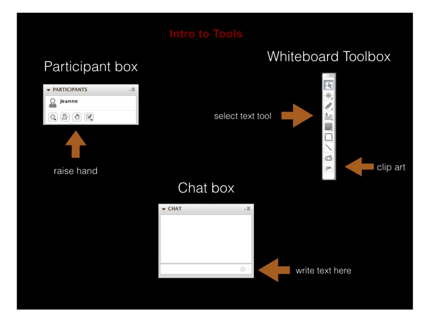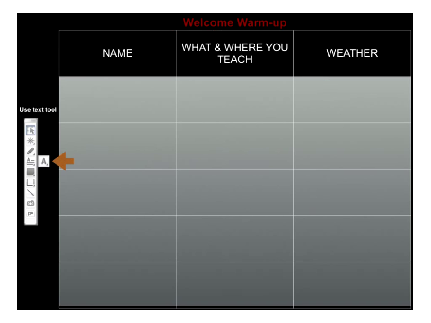And then on the right, you see the whiteboard toolbox, and it's right next to your participant box on the left side of your screen. And there's going to be two things we'll use: the text tool, which is where the little A is in the lines, and clip art, which we'll probably use as well. And we're going to try these out right away.